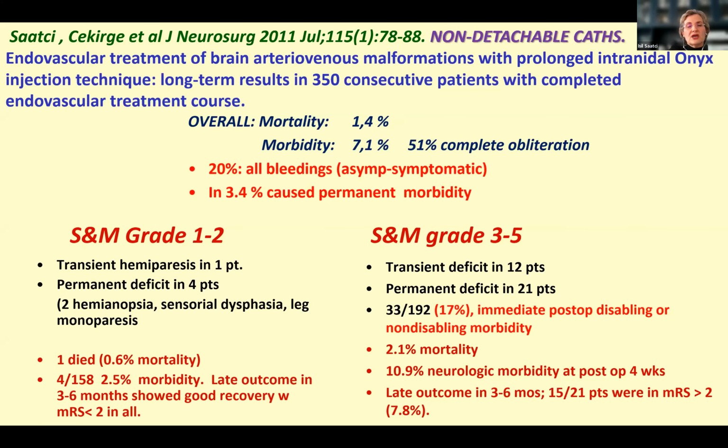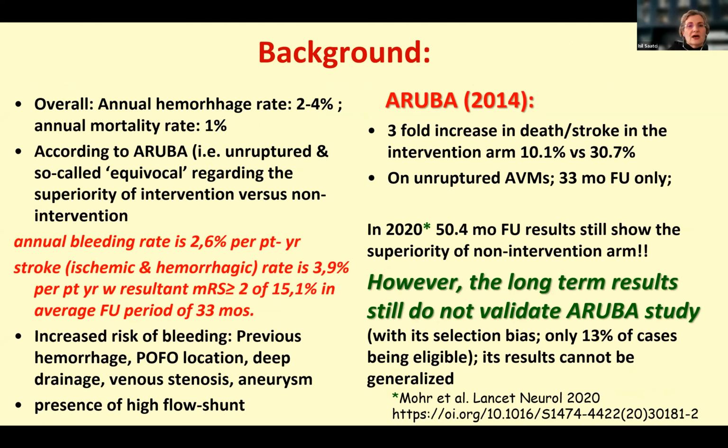We published our old series with non-detachable catheters in 2011 with an overall complete obliteration rate of 51%, with a 1.4% mortality and 7.1% morbidity, better results in grades 1 and 2, and higher morbidity and mortality in grades 3 to 5, as one may expect.